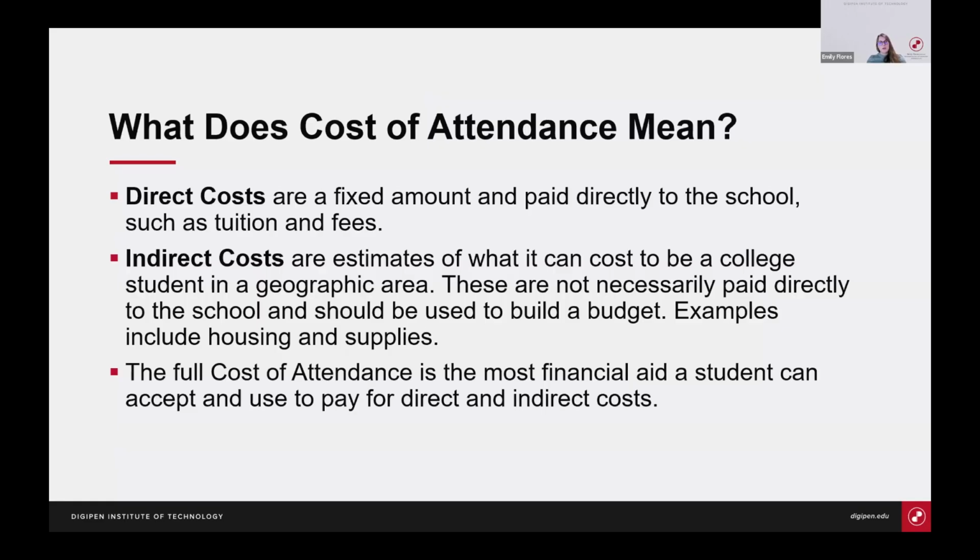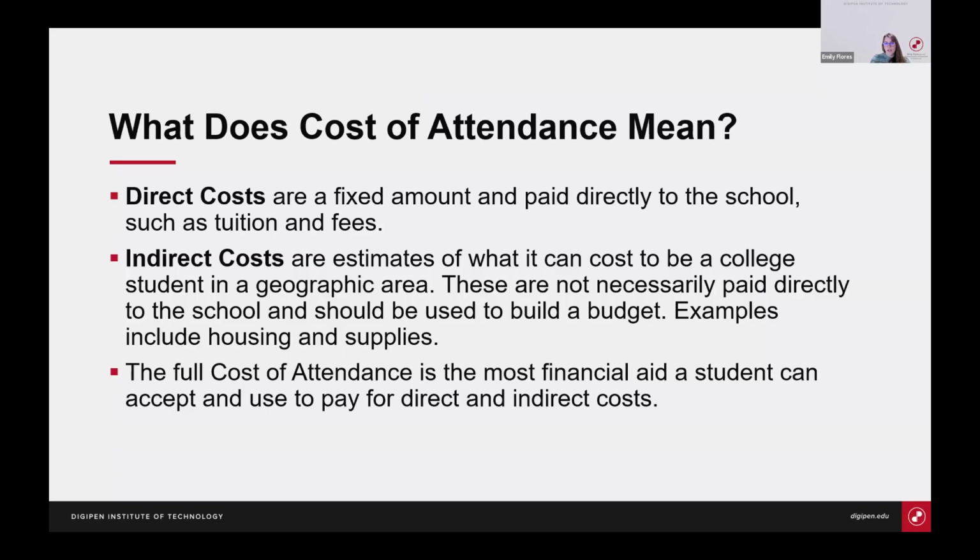All right, so some terminology that you will see around, maybe you've already seen it on our website, maybe you're already familiar with this concept of cost of attendance. But when we're talking about cost of attendance, I do want to focus a little bit on what we're talking about around that concept. So essentially, there are two different categories of costs under the umbrella of the cost of attendance. So first we have direct costs. These are fixed amounts that are paid directly to the school, so things like tuition and fees.